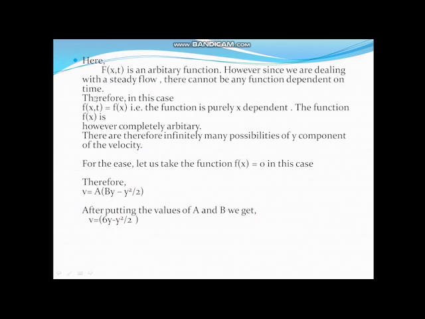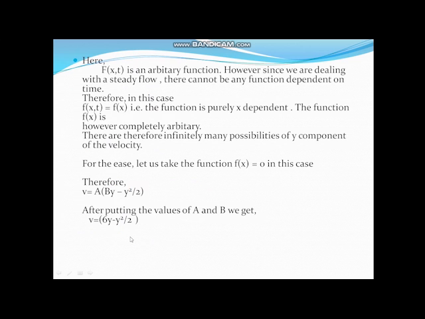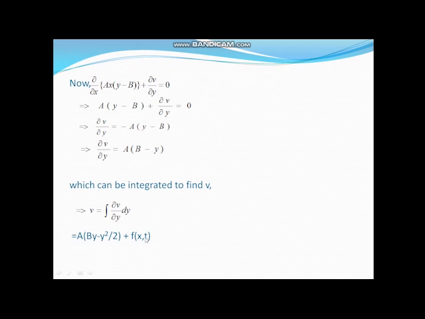However, since we are dealing with a steady flow, there cannot be any function dependent on time. Therefore, in this case, f of x, t is equal to f of x, that is, the function is purely x dependent. The function f of x is, however, completely arbitrary. There are therefore infinitely many possibilities of the y component of the velocity. For ease, let us take the function f of x equal to 0 in this case.